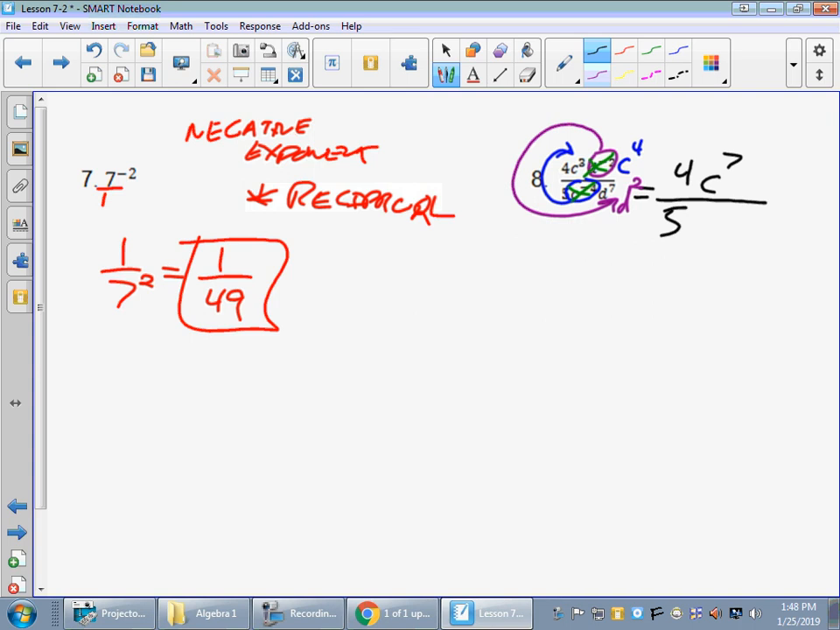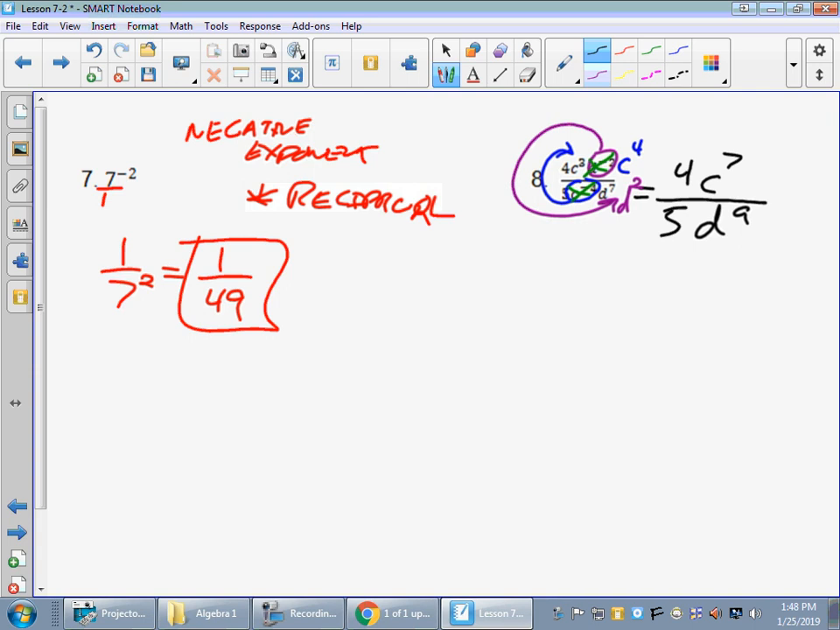And now with our d's down at the bottom, we've already got the 5 written down. Now we've got d to the 7th and d squared. So our shortcut when we're multiplying exponents with the same base says add the exponents. So the d is going to stay the same, and then 7 plus 2 is 9. 4c to the 7th over 5d to the 9th power.